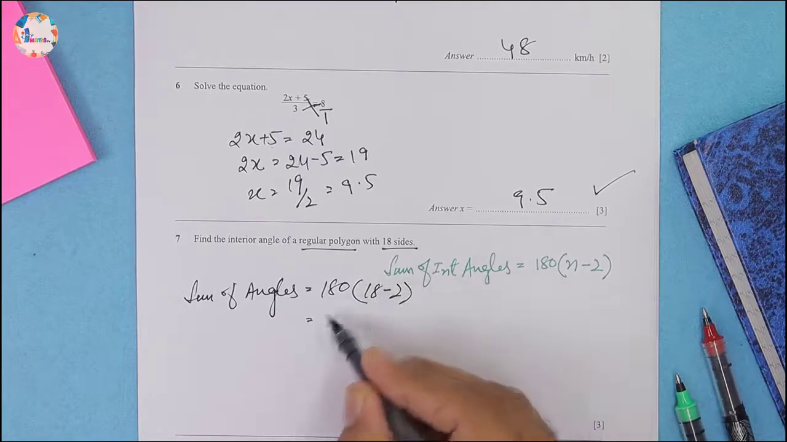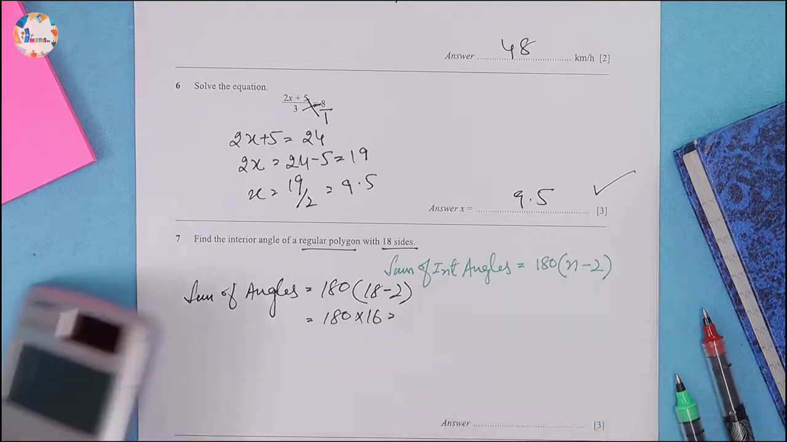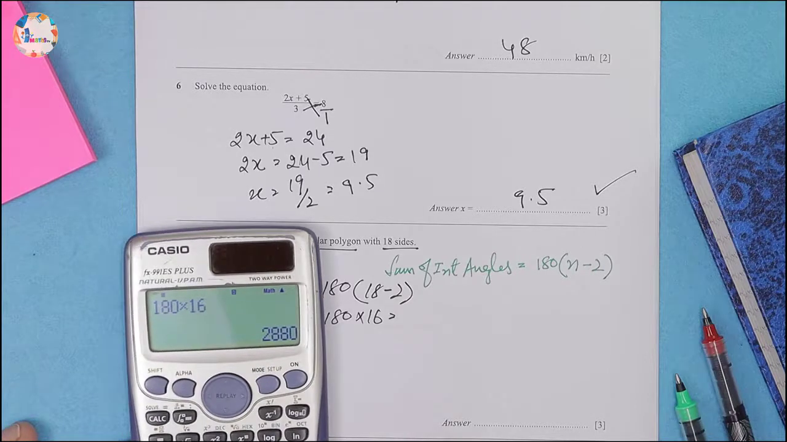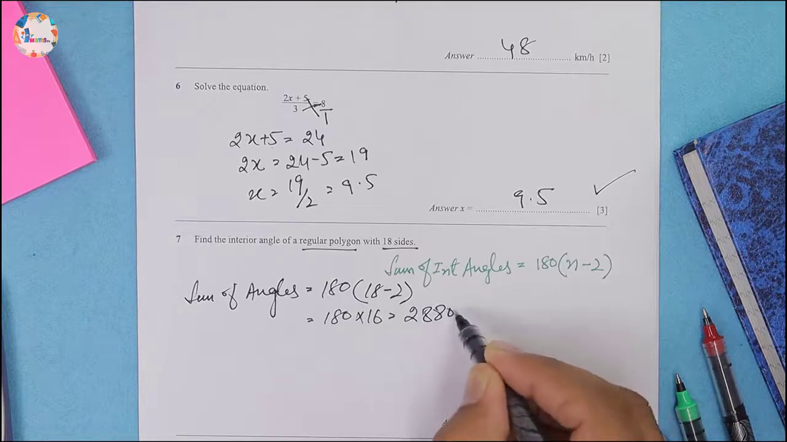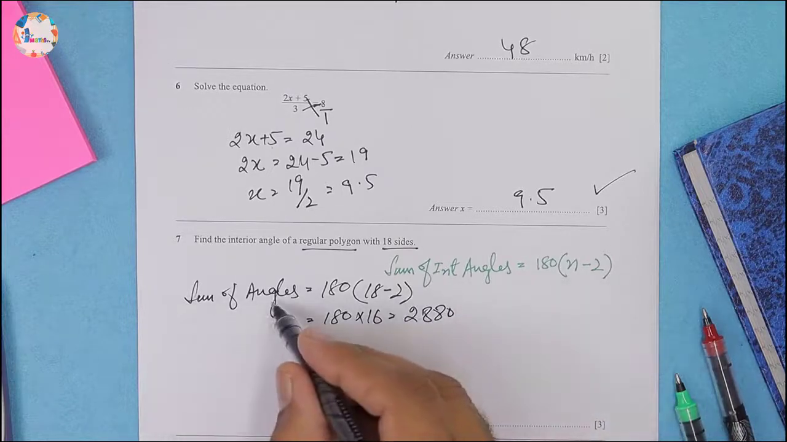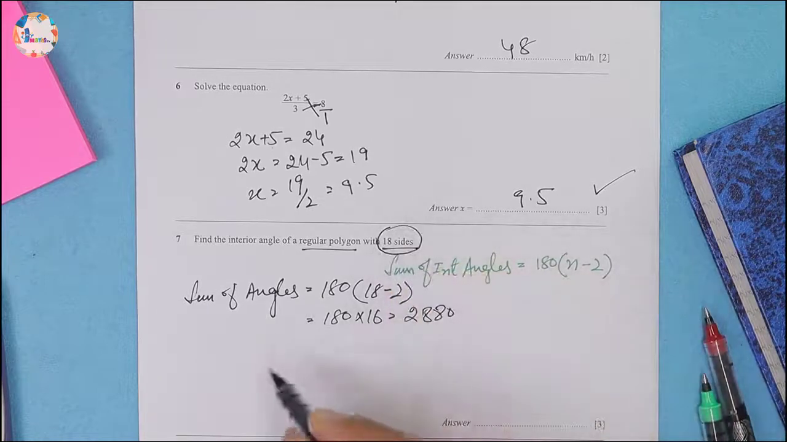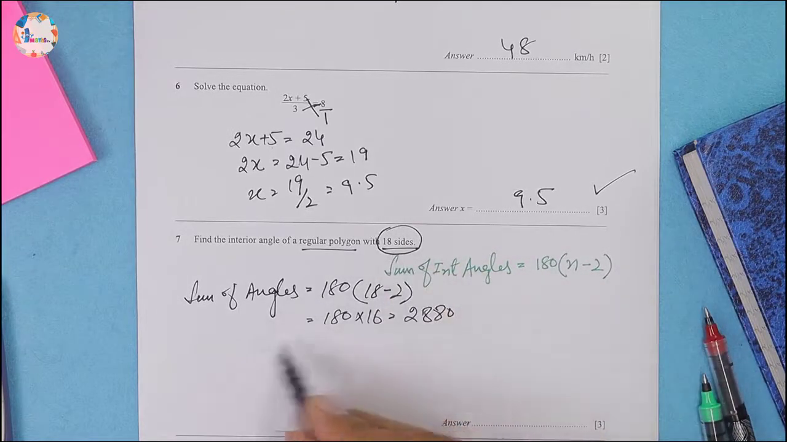So 180 into 16 will result in, we can check with the calculator, 180 into 16 will be 2880, so this will be 2880. Now this is the sum of angles, and there are 18 sides, which means 18 interior angles.